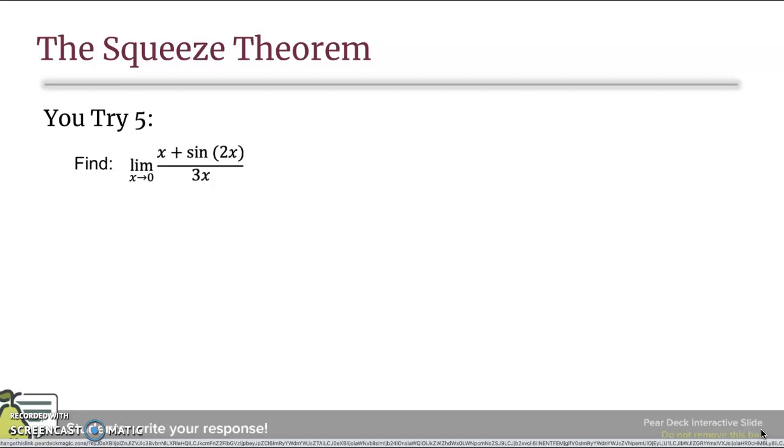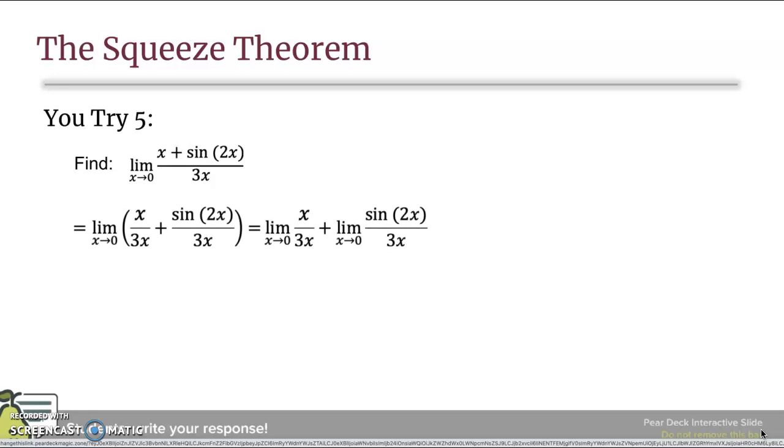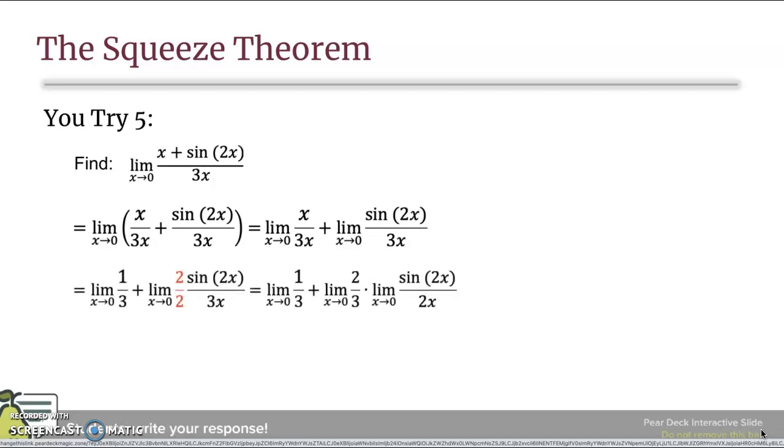All right, now this one you can split apart as well because the sum of the limits is the limit of the sums. So x over 3x can be split from sine of 2x over 3x. Then you're going to do a little bit of multiplying. The 1 over 3, because the x's will cancel in that first part, and then you're multiplying by 2 over 2, and you're going to get 2 times sine of 2x over 2x, and you've got the 3 in the denominator as well. And that's going to be 1/3 plus 2/3 times 1, which equals 1.